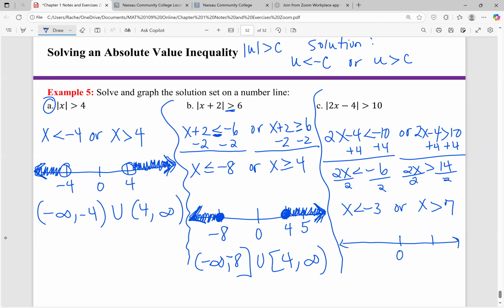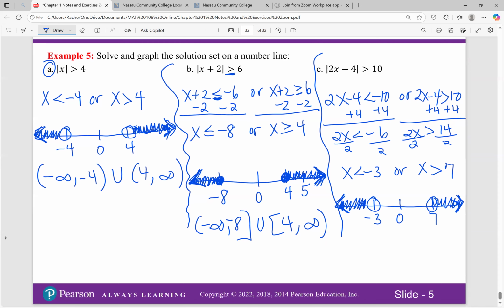So my solution set is anything less than negative 3 or anything greater than 7. And that's what that would look like on the number line. And if I want to write interval notation, we're going to have negative infinity to negative 3 open, union, open from 7 to infinity. And that's how we would solve an absolute value inequality when it's greater than or equal to.